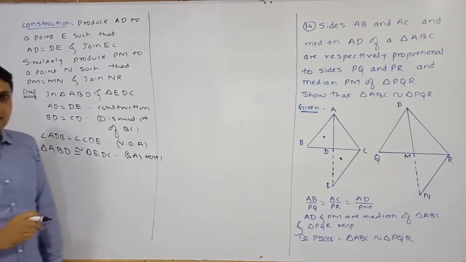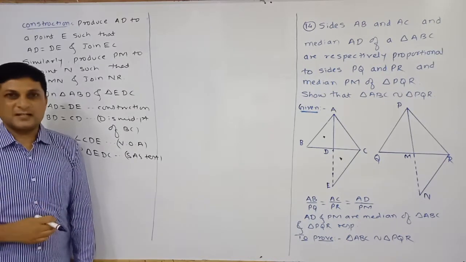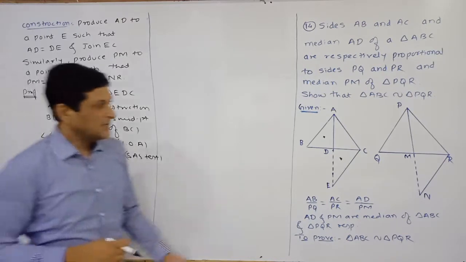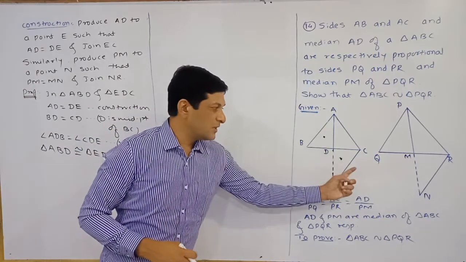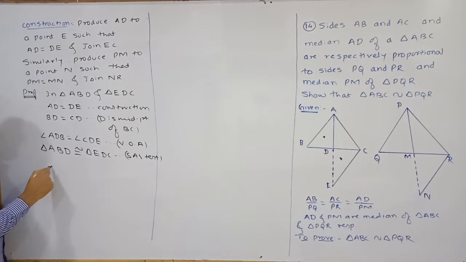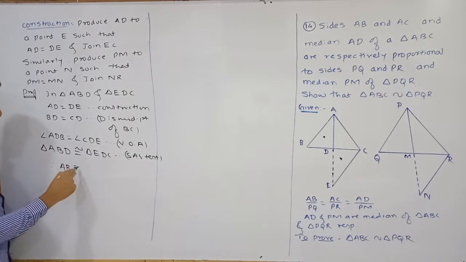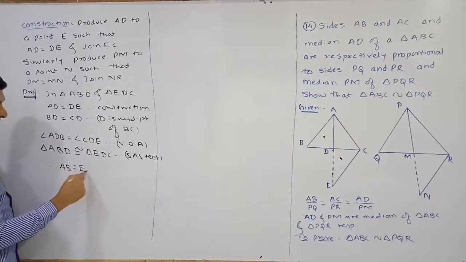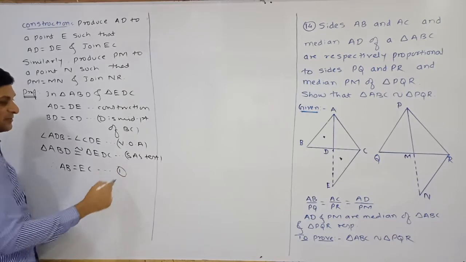Once these two triangles are congruent, then we can say that corresponding sides are what? Equal. So we can say that AB will be equal to EC. So therefore AB is equal to EC. Let us denote it by equation number first.